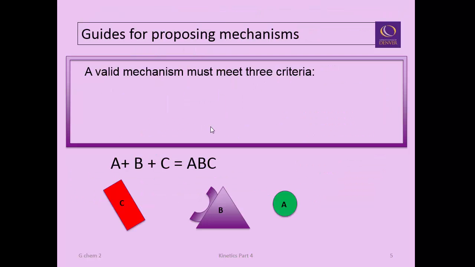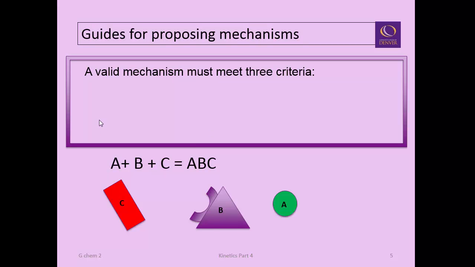So let's talk about proposing these steps. What if you're working backwards and you say, well, what are possible steps? This is a bit of a theoretical construct, but I'll give you some outline, and if you go on and study more kinetics, I'll get into more details. I'm just going to give you some good rules of thumb, some general principles to get you used to this.